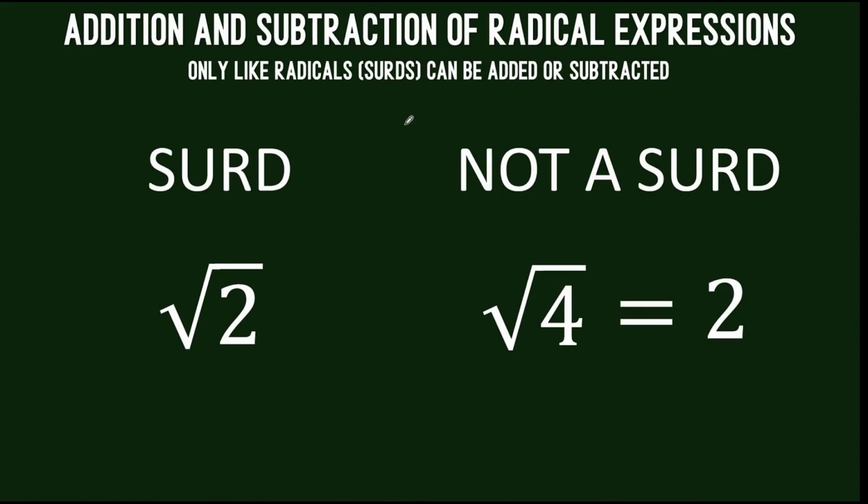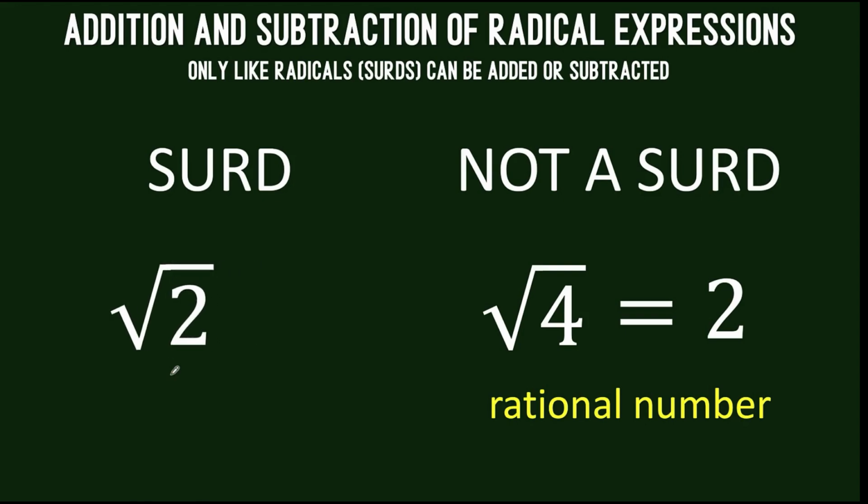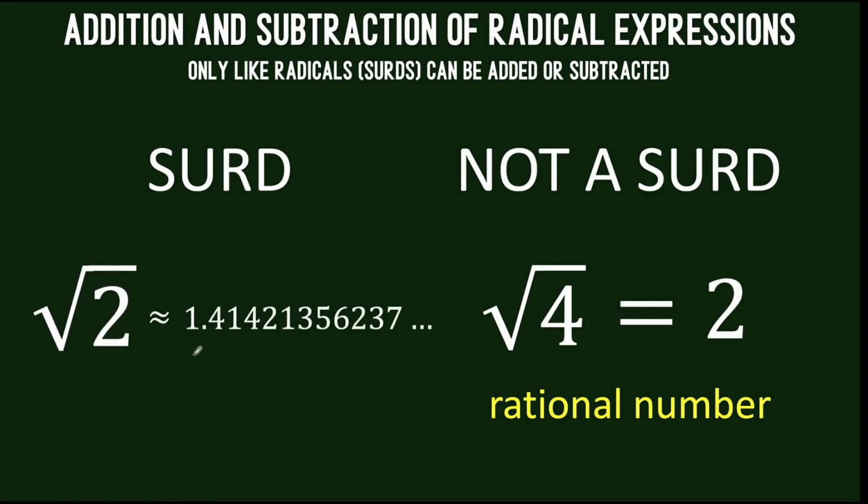The square root of 4 is equal to a whole number 2, and 2 is a rational number, while the square root of 2 has an approximate value of 1.41421356237, and this is a non-terminating, non-repeating decimal. In other words, a surd is still an irrational number, whereas some radicals, when simplified, become rational numbers. So those radicals that are simplified as rational numbers, they are not surds, but those radicals that are irrational, they are the surds. And in addition and subtraction of radicals, we are adding the surds.